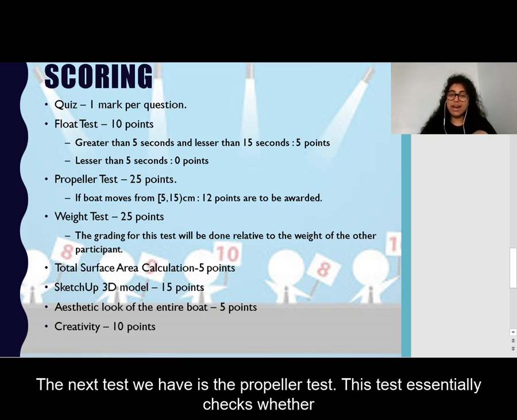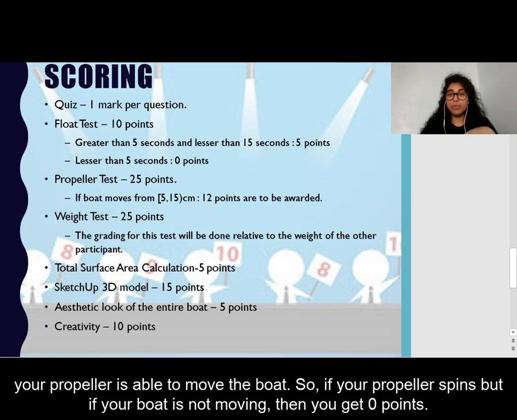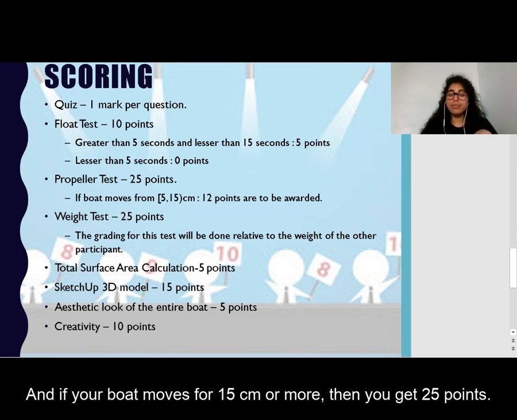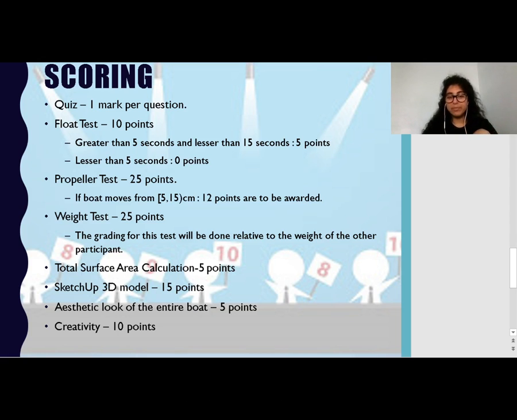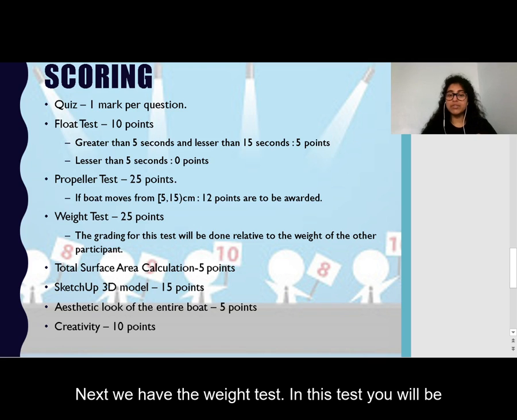The next test we have is the propeller test. This test essentially checks whether your propeller is able to move the boat. So if your propeller spins but your boat is not moving, you get 0 points. And if your boat moves for 15 centimeters or more, then you get 25 points. And if your boat moves from 5 centimeters to 15 centimeters without including 15 centimeters, then 12 points are to be awarded. The next, we have the weight test.